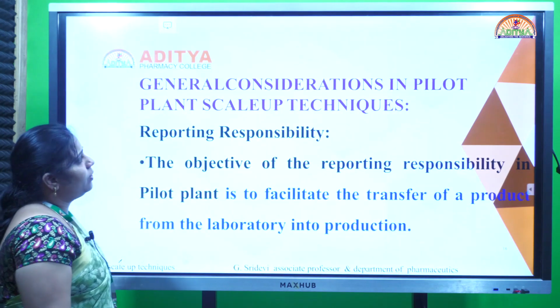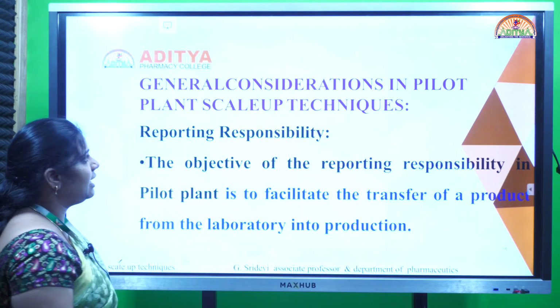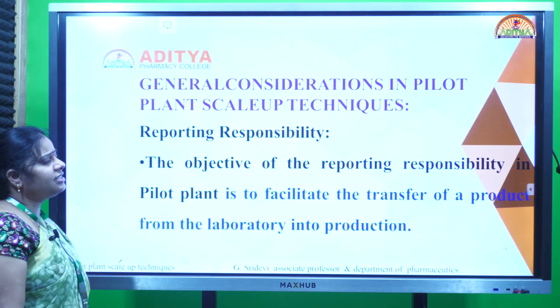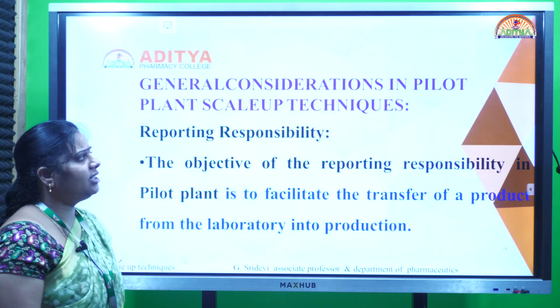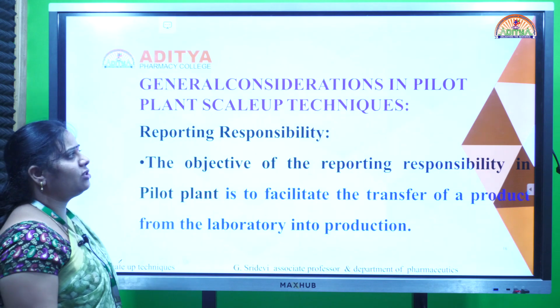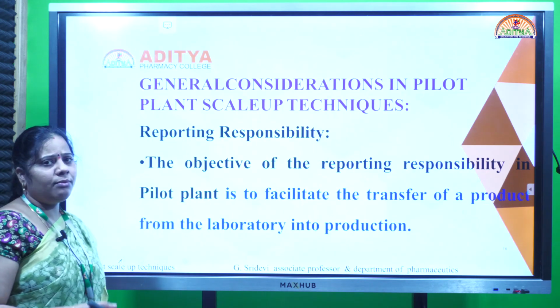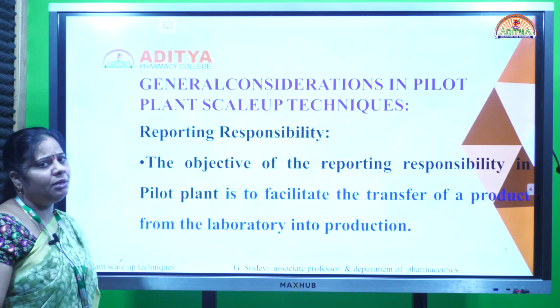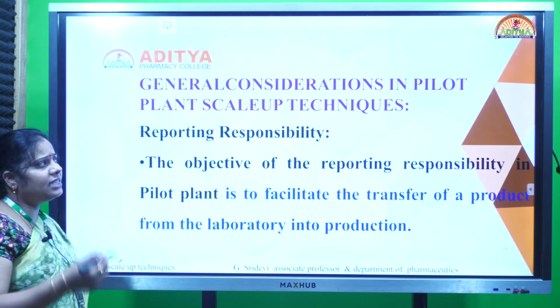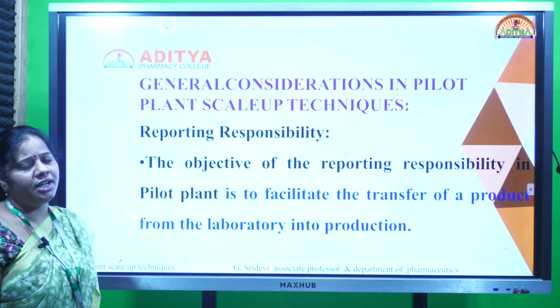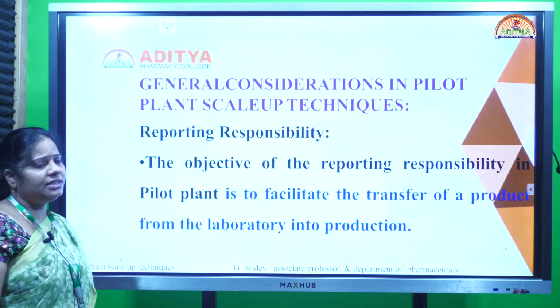And coming to the next topic, that is general considerations in pilot plant scale up techniques. While they are going for these pilot plant scale up activities, pilot plant means nothing but small batches are going to be converted into a viable product, that is a marketed product. So during that process, some general considerations we have to take into account while they are doing these activities.